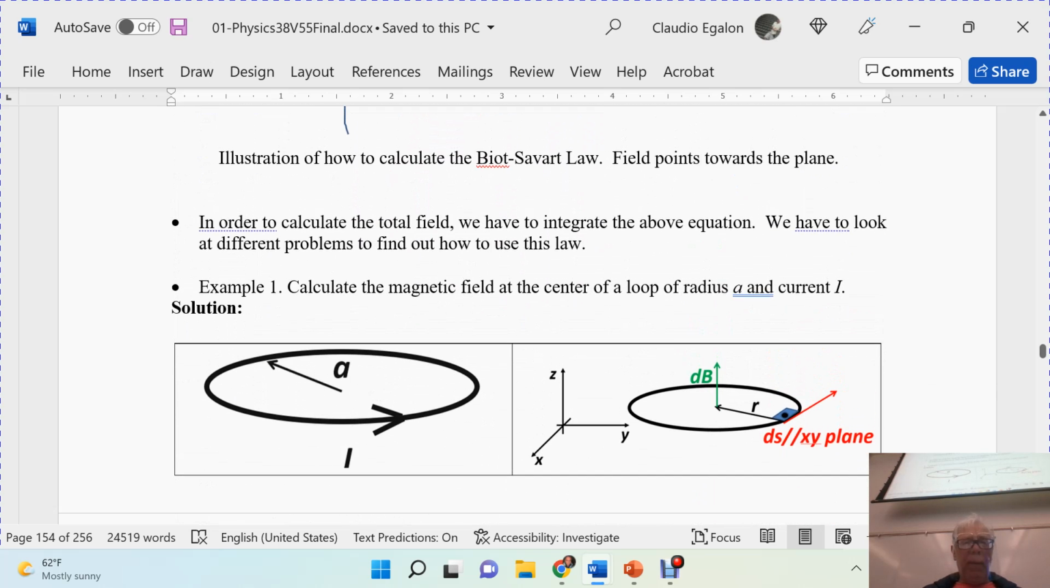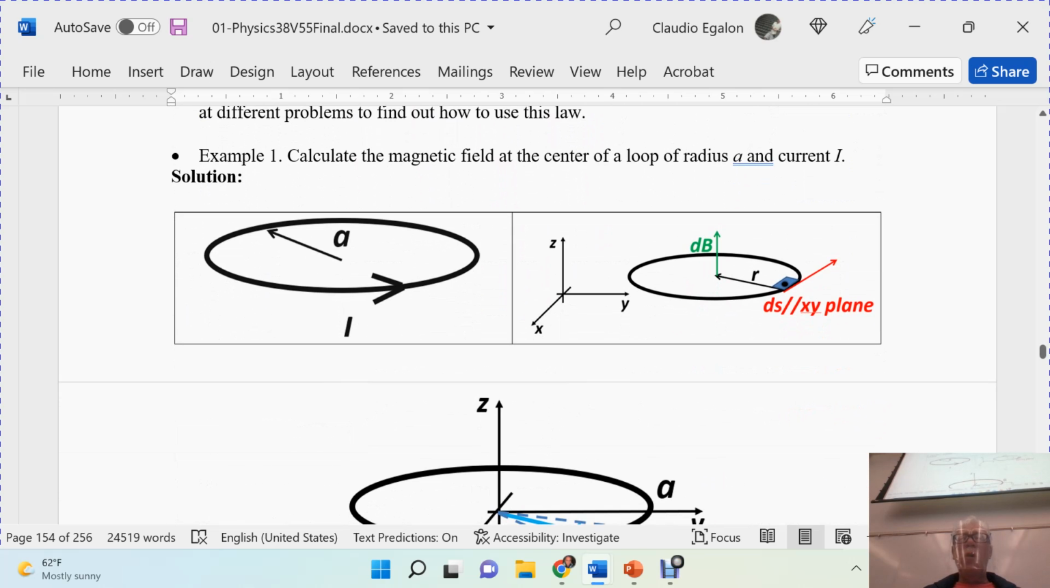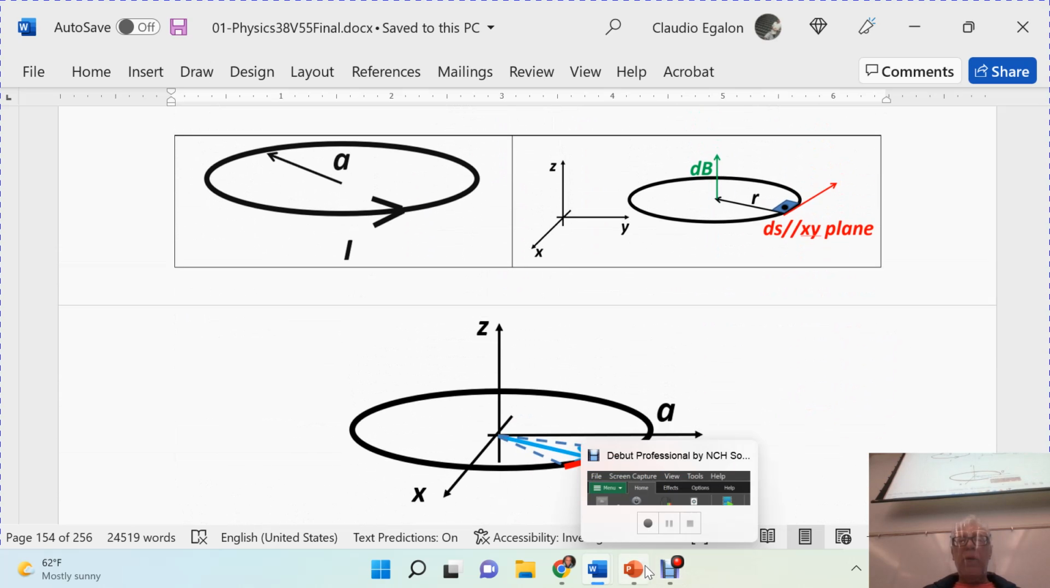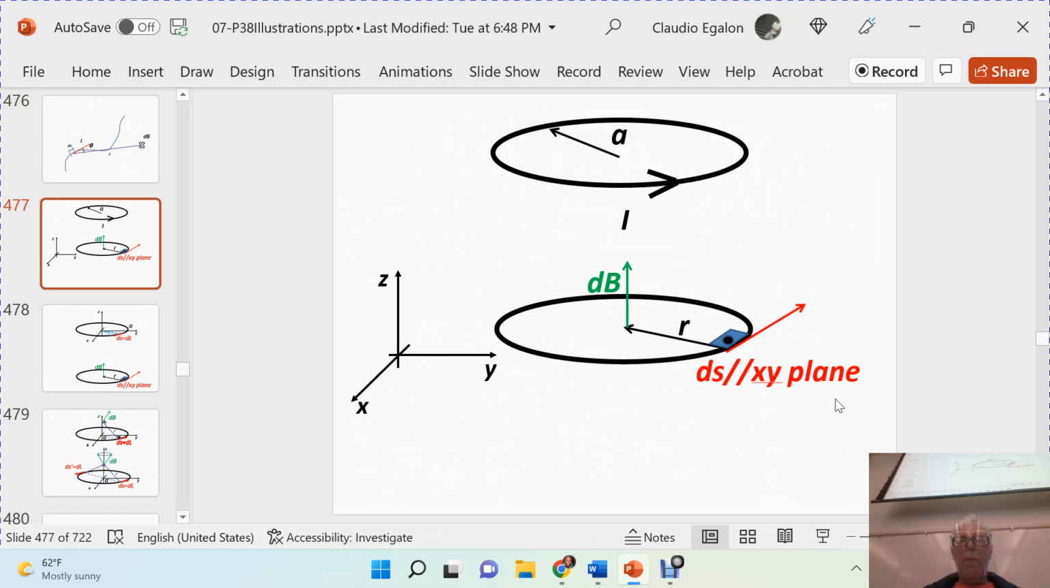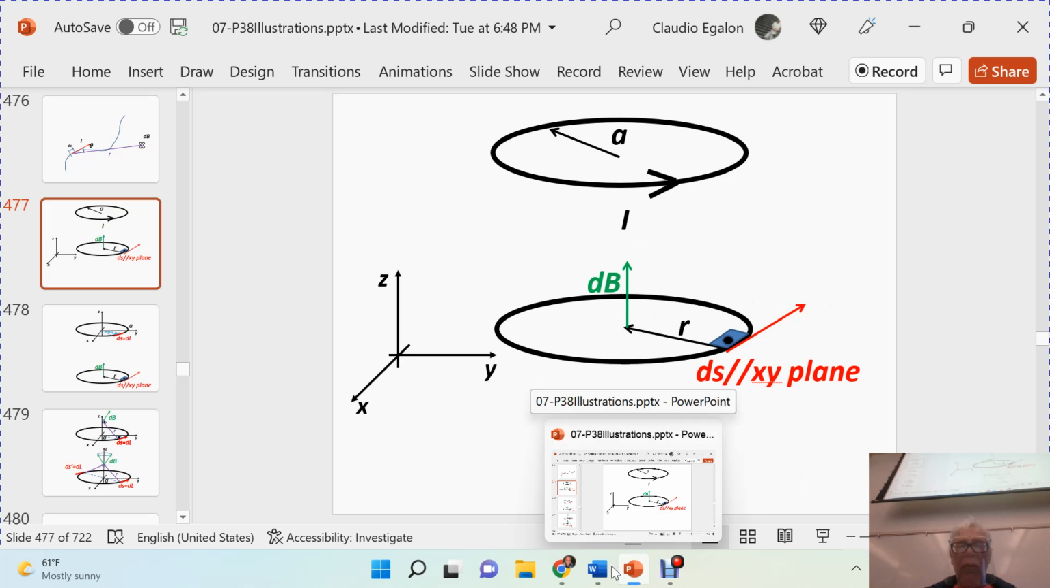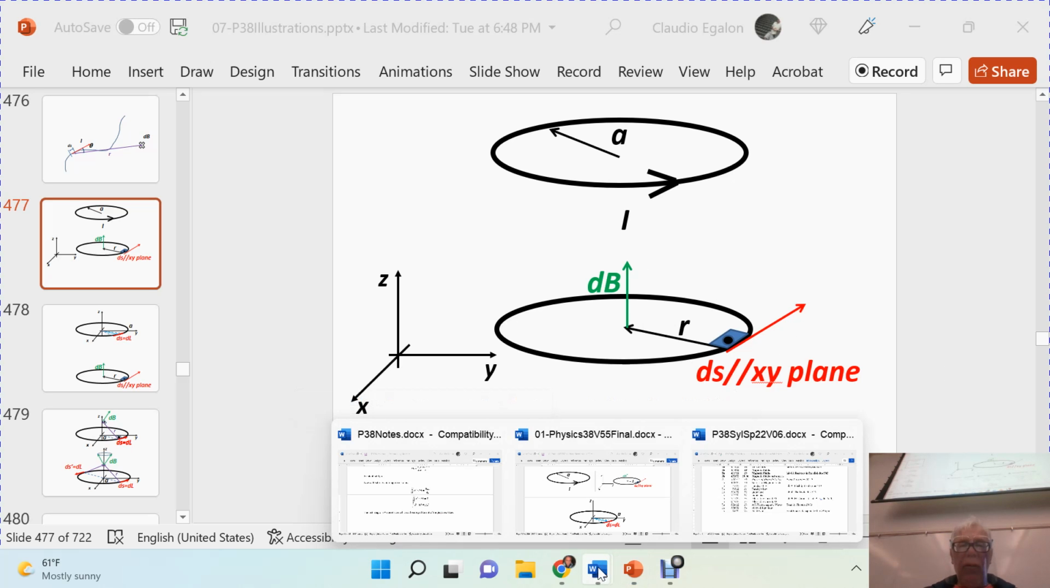What we're going to do now, we're going to calculate magnetic field at the center of a loop of radius A and current I. Okay, and we are going to use Biot-Savart law to do that. Current I, radius R, or radius A. Okay, so take a look here. At the center of the very loop, we have current in this direction. We gotta cross ds with R. The magnetic field must be upwards. Okay, so let's do this calculation.